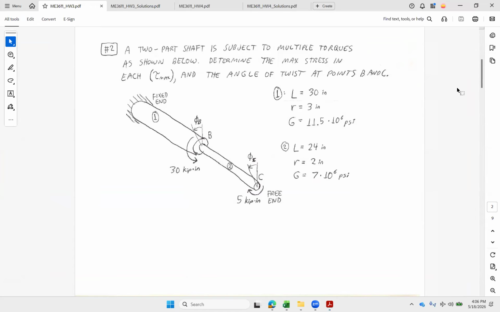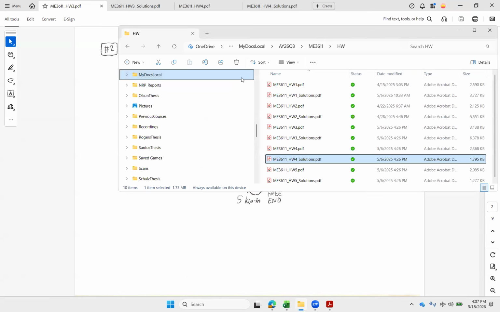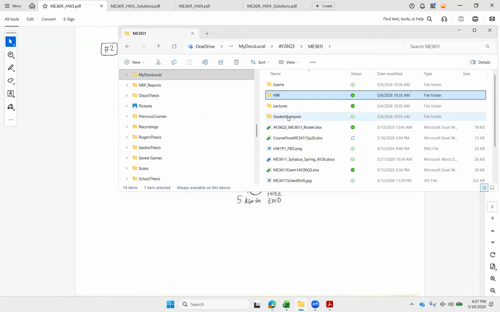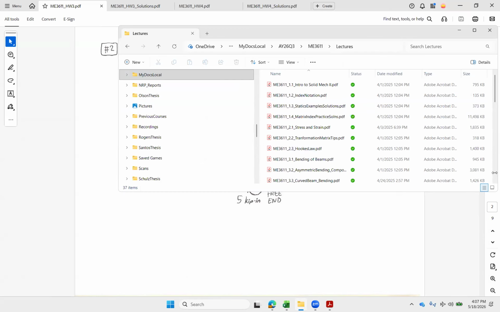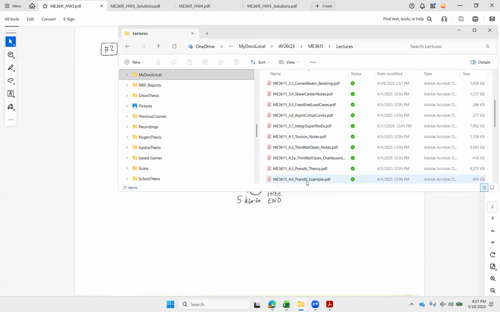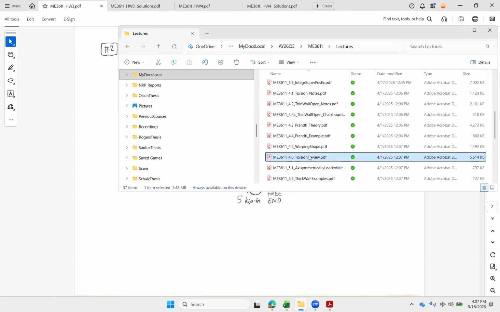So here we're looking at a two-part shaft. We've got multiple torques on there, and we've only got one support, which means this one is going to be statically determined. We want to figure out the max stress in each one, what torque is carried in order to get that, and then our angle of twist at points B and C. A is going to be our fixed end at the back there, so that one has no rotation. And here we have our properties for each one. In order to grab those equations, let's bring up our torsion summary. That'll give us a quick way to grab all the equations we need.